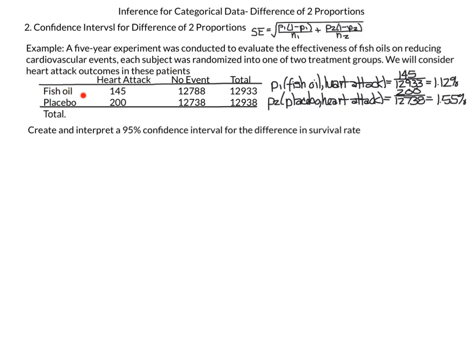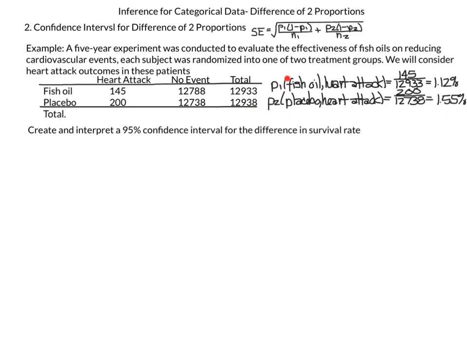So for people with fish oil, 145 people had a heart attack, which seems like a lot, but look at this, 12,788 had no heart attack. So this is a large number, but only because the total number of people is even larger, 12,933. For the people who received a placebo instead of the fish oil, 200 had a heart attack. That's 12,738 people with no event, for a total of 12,938 people in the placebo group.